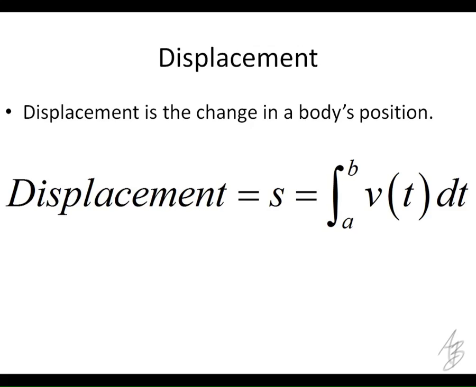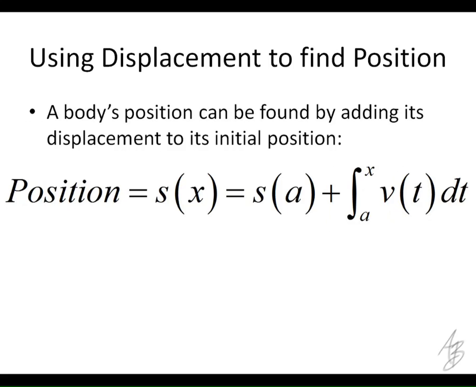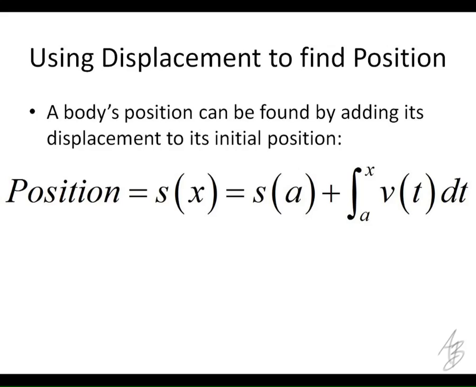Just a couple of terminology things here, some formulas that are useful. Displacement is simply the change in a body's position. We usually represent displacement with the letter S. And to figure out how much something changes, if we know the velocity, we can figure out how much it changes in position by integrating the velocity from the starting point to the end point.